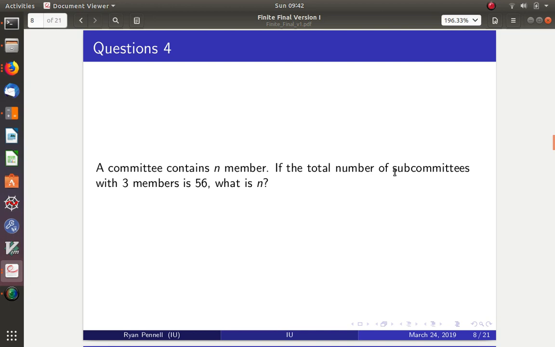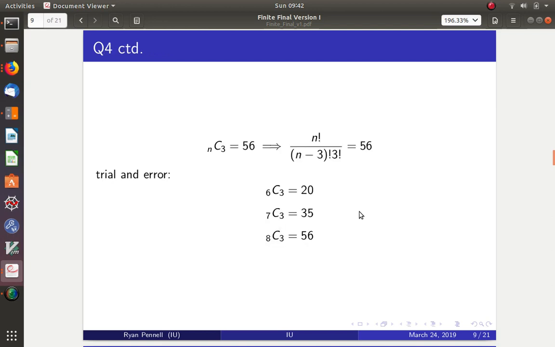But here we're told that we're choosing 3 and the answer is 56. So we don't usually do problems this way, but luckily 3 is small enough to do this. My guess is that your final will not have this type of question on it. It's kind of out of the ordinary, but it's not very hard to solve. So let's take a look at that.